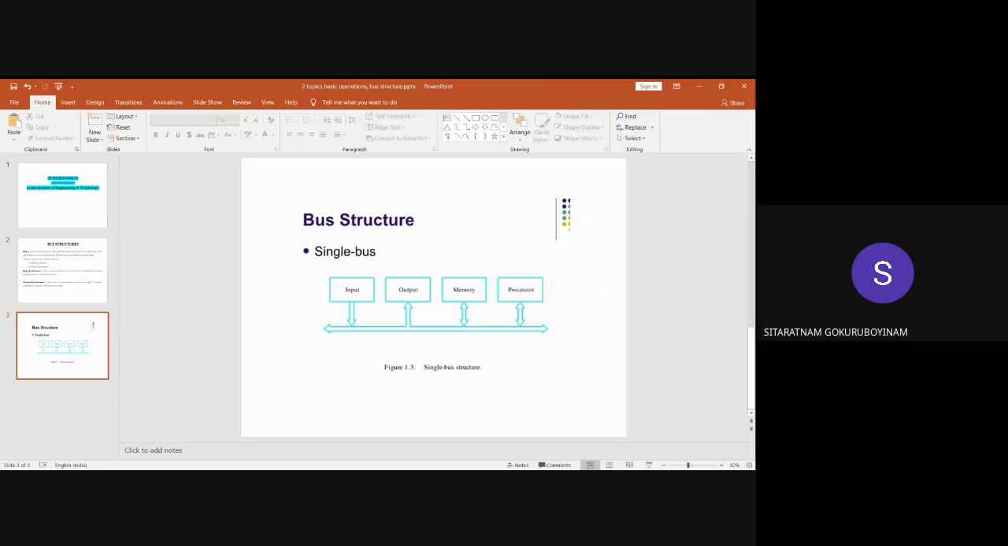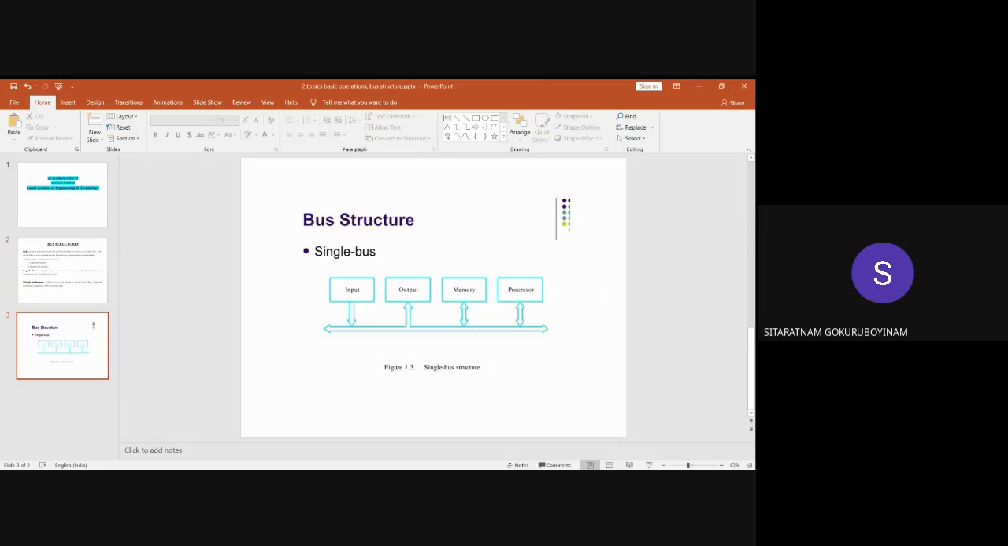The main virtue of the single bus structure is its low cost and its flexibility for attaching peripheral devices. Those are the advantages of the single bus structure.